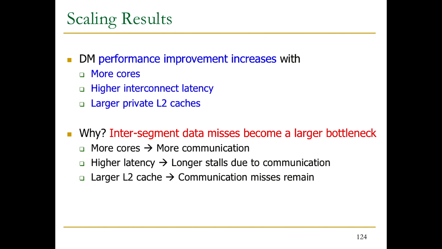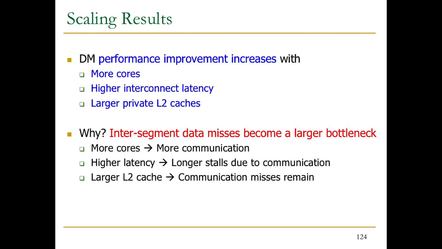Okay, so why is this more interesting than it looks? Because the performance improvement actually increases as you add more cores, as you add higher interconnect latency, and as you make the caches larger and larger. Because inter-segment data misses become a bigger bottleneck. So as you parallelize more, and as you make things more scalable, this problem becomes worse. Because more cores add more communication. As a result, you get more of this inter-segment data communication. If you have higher latency in the interconnect, you get longer stalls due to communication, so pushing the data early, proactively, makes a bigger difference.